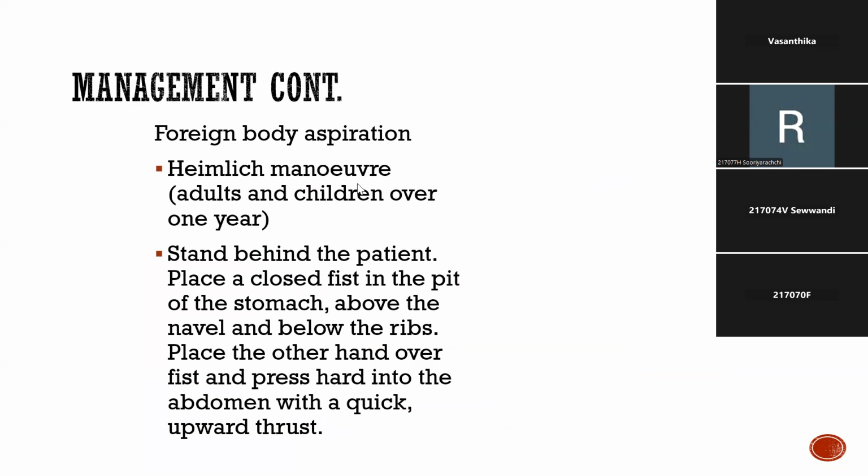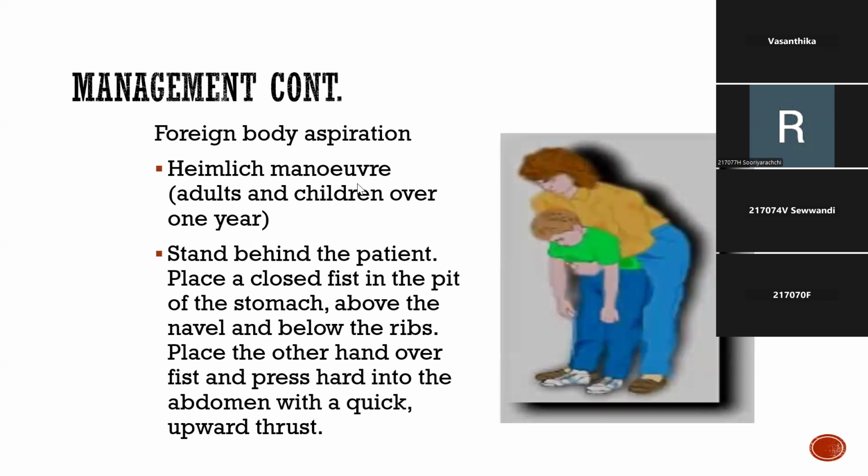So if it is a foreign body, obviously there are two maneuvers for you to know. These are called the Heimlich maneuver, where for adults or children over 1 year, you stand behind the patient and make your hand a fist and you apply some pressure onto the patient's stomach area with your fist, so that a quick gush of air will hopefully dislodge the foreign body. And you can see here, this is what is called the Heimlich maneuver.